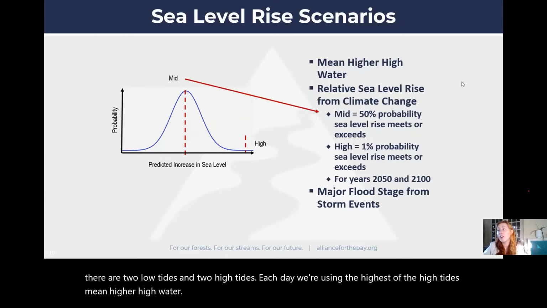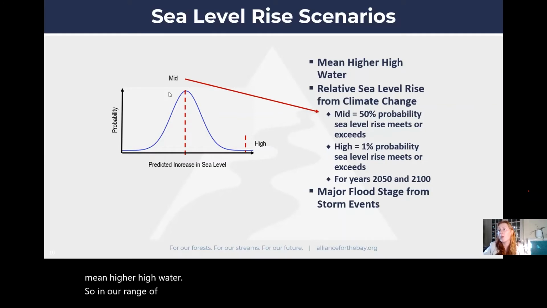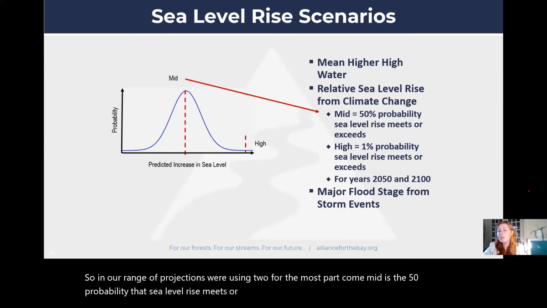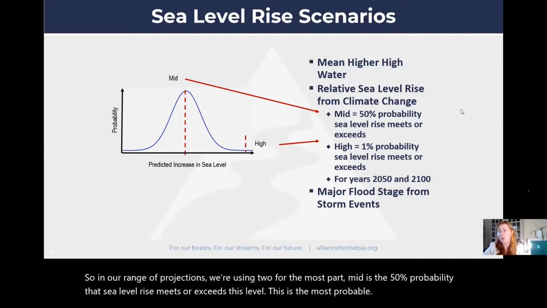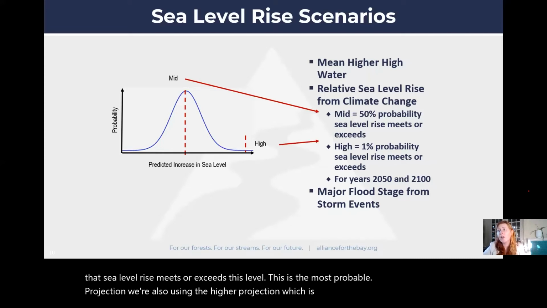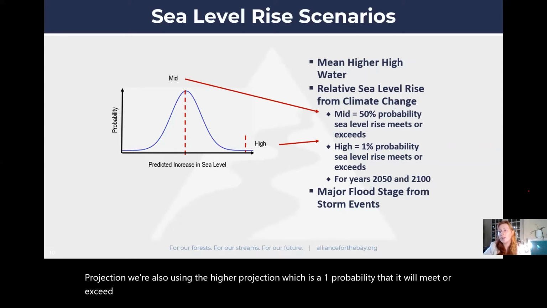So in our range of projections, we're using 2 for the most part. Mid is the 50% probability that sea level rise meets or exceeds this level. This is the most probable projection. We're also using the high projection, which is a 1% probability that it will meet or exceed that level. And this is good for that worst case scenario. In addition to sea level rise itself, we're using major flood stage from storm events.